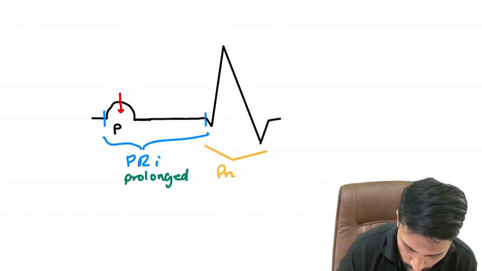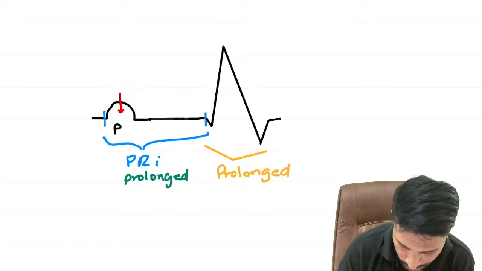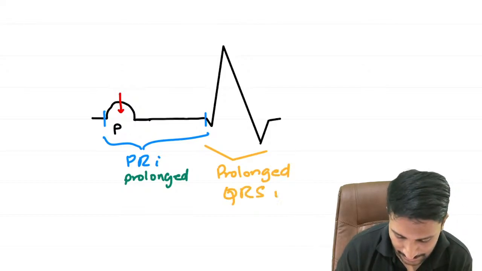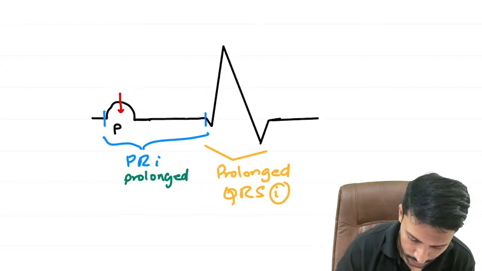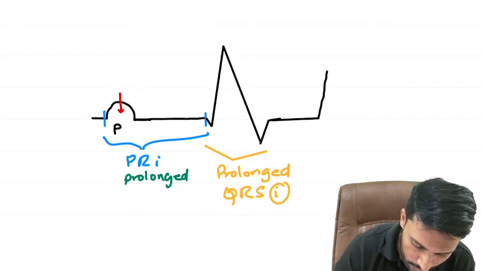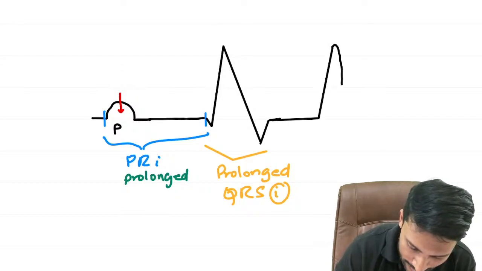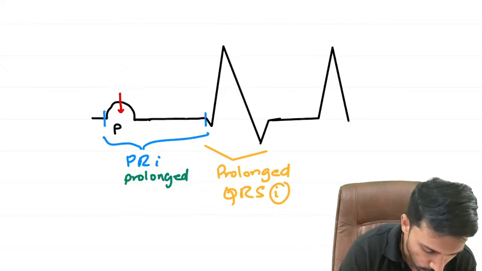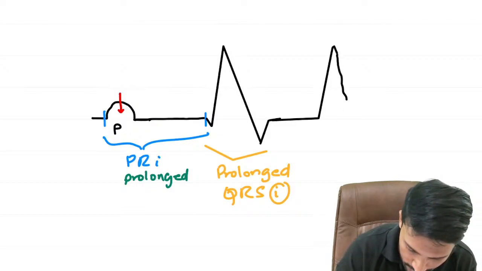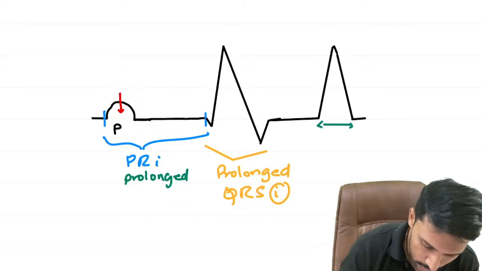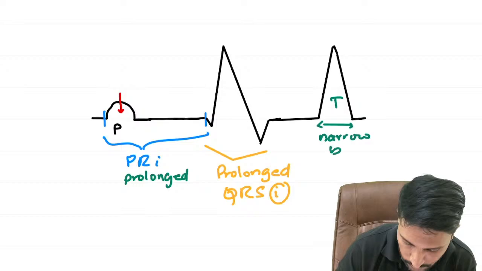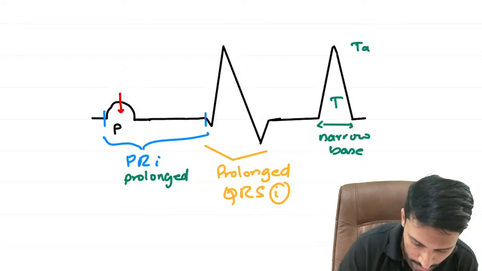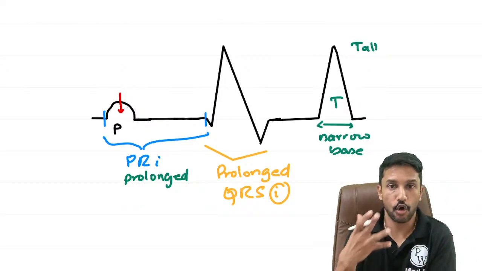We will have prolonged QRS duration, or you can say QRS interval. And after that, the most important thing, that is the T wave. What happens to T wave? T wave becomes tall and peaked, right? It becomes tall and peaked, that we have discussed yesterday. So it has a narrow base, right? So this is my T wave. It will have a narrow base. It will be tall. Yesterday we have discussed when do we call it as tall T wave.